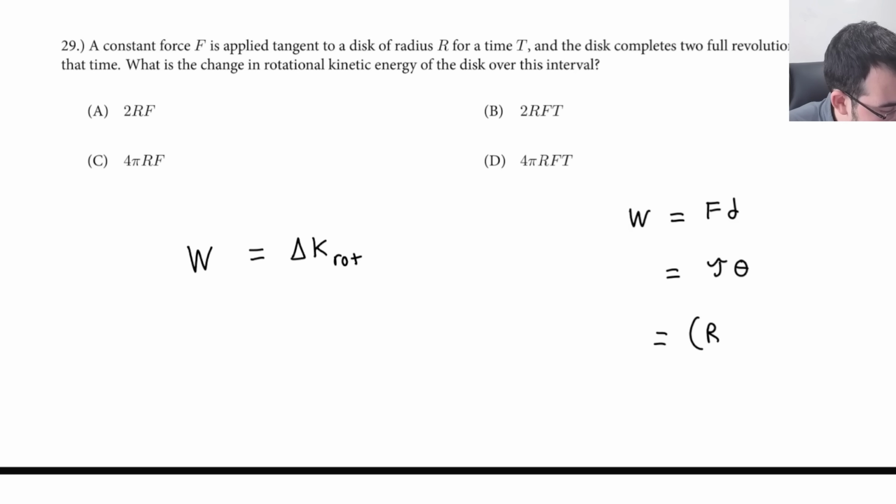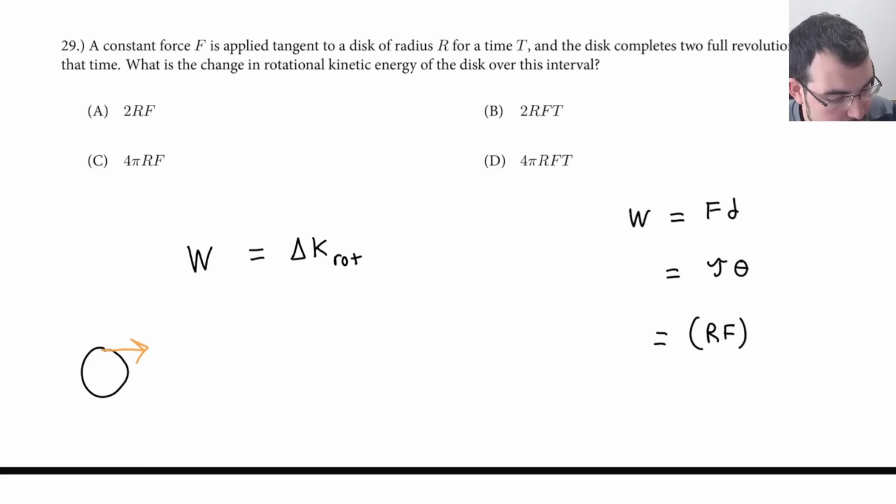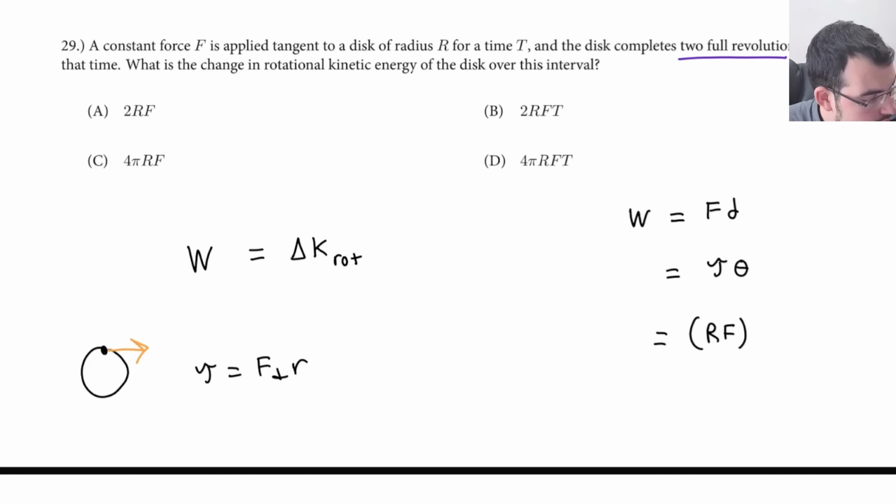The torque is going to be RF, because we are just applying a force tangent to a disk. So torque is just R times F, because our technical formula for torque is F perpendicular times R, and it's entirely perpendicular. And then what is our delta theta? Well, it is 2 full revolutions, and a full revolution is 2 pi radians.